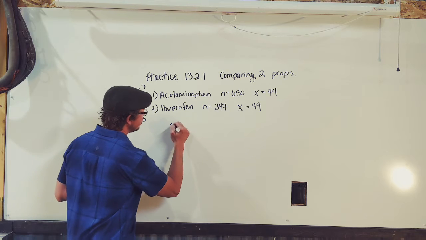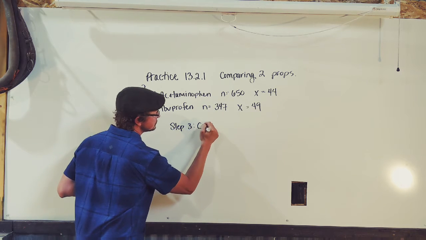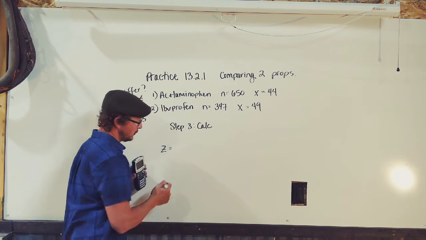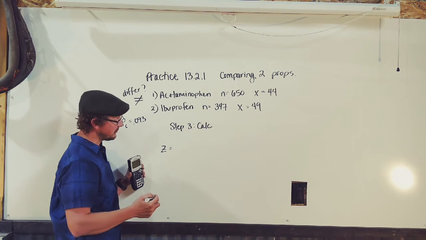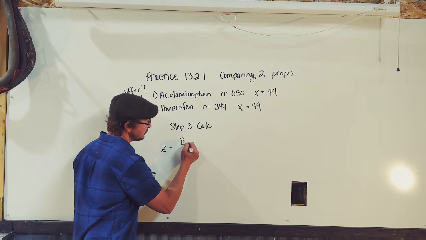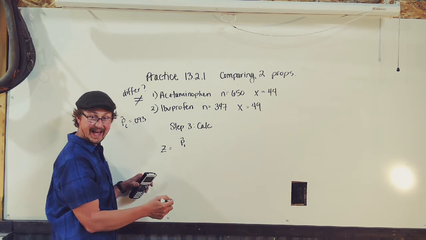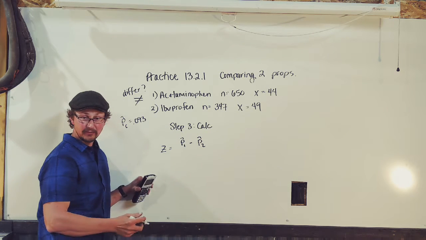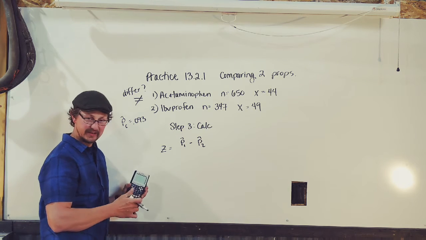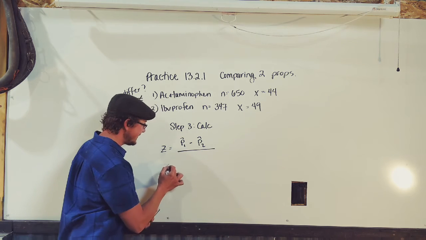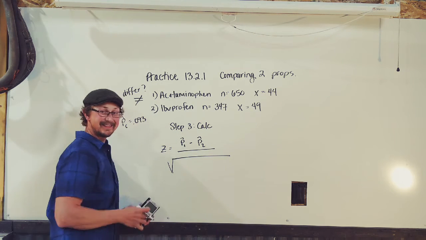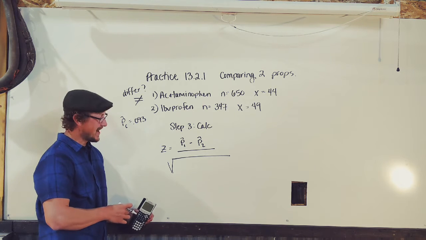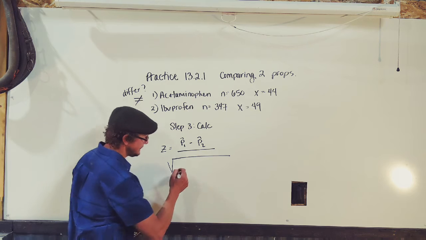All right, step 3, calculations. Z equals, now we're comparing the proportions, so I'm going to take my first sample proportion, p hat sub 1, minus p hat sub 2, my second, because again I'm looking at the difference between these two, and I'm going to divide that by the standard deviation of the difference of the proportions. That's a lot to say, but it looks like this.